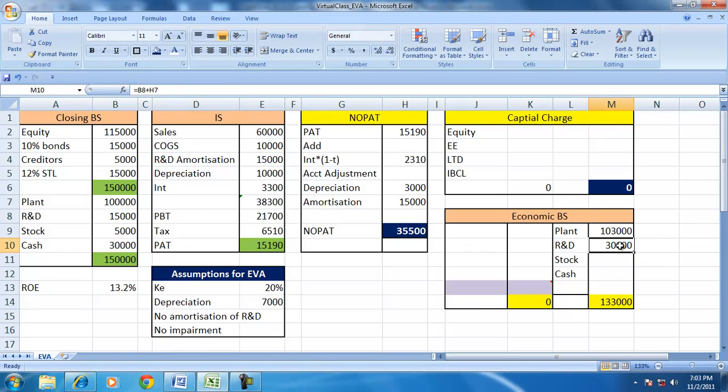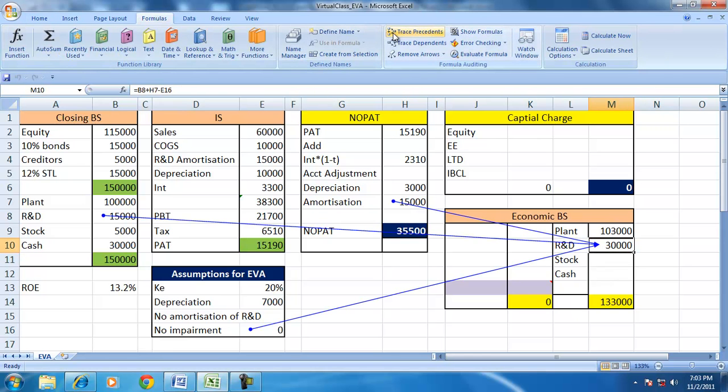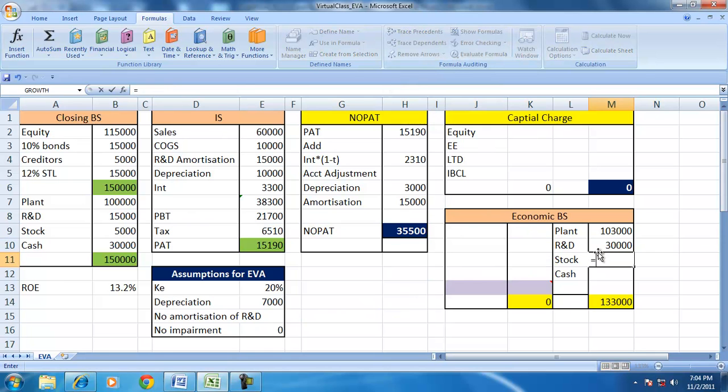No amortization and no impairment. So suppose I make it 0, so it is 15,000 plus 15,000 minus impairment. So R&D in the economic balance sheet will be 30,000, 15,000 plus 15,000 minus the impairment. Stock, no adjustments done, and cash, no adjustment.